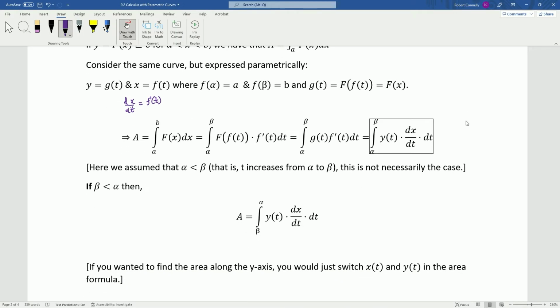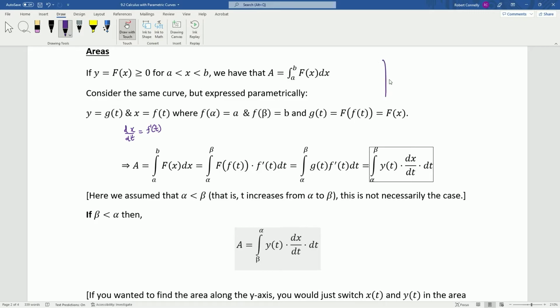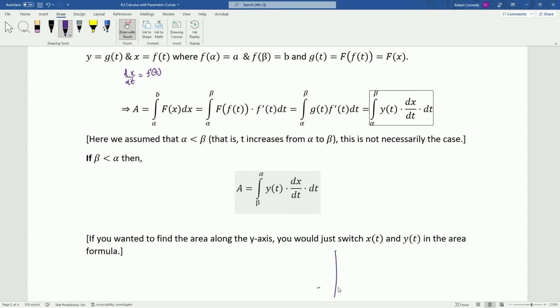Now, if you wanted to find the area along the y-axis instead of along the x-axis, so what we did here was, right, we found a formula for our standard curve. So if instead you wanted to find an area along the y-axis, so some curve that looked like this, then nothing really changes here, except that you switch: instead of y of t times dx dt, you would have x of t times dy dt.